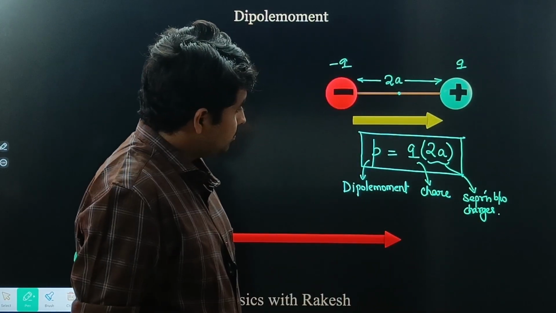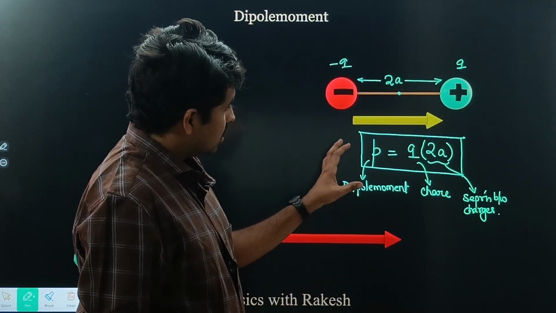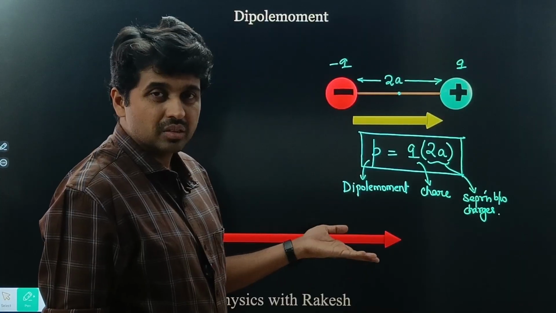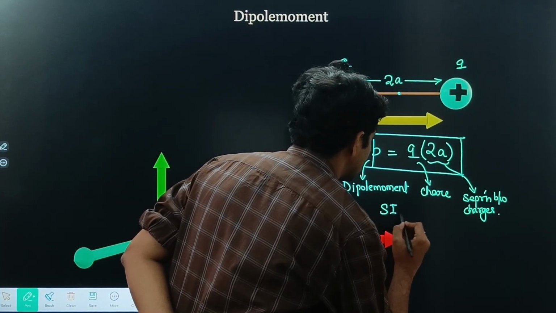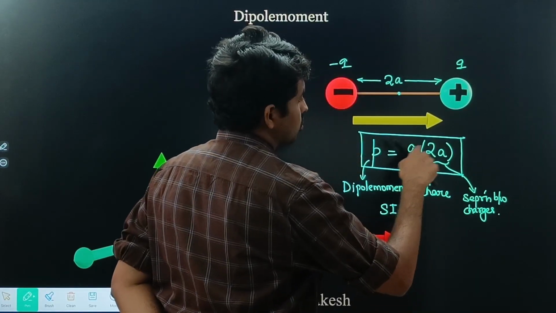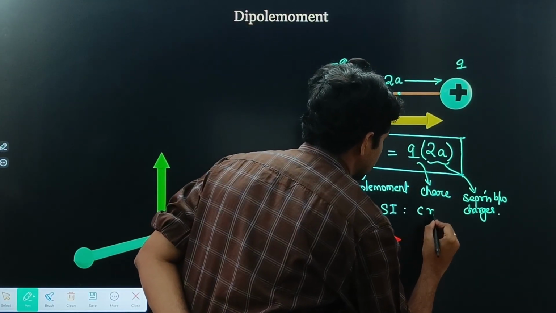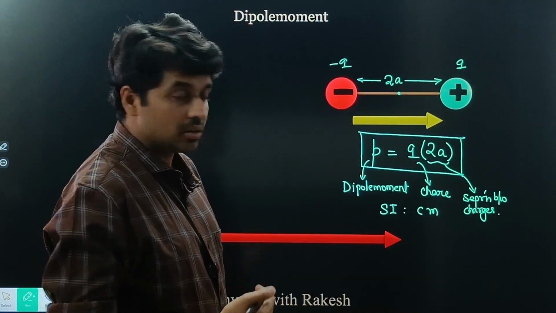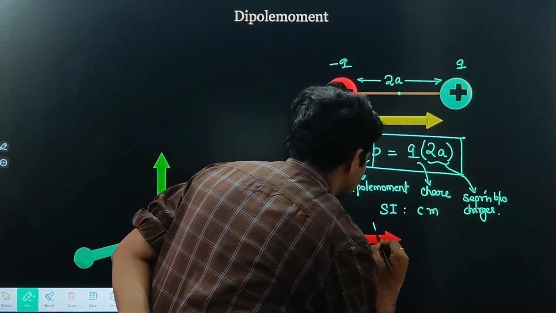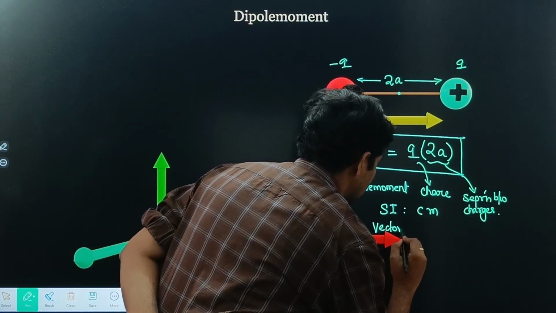Okay. So now, let us see the SI unit and what kind of quantity it is, vector or scalar. What is the SI unit of this? Charge times distance, so coulomb meter. Okay, and what quantity is this? This is a vector quantity.